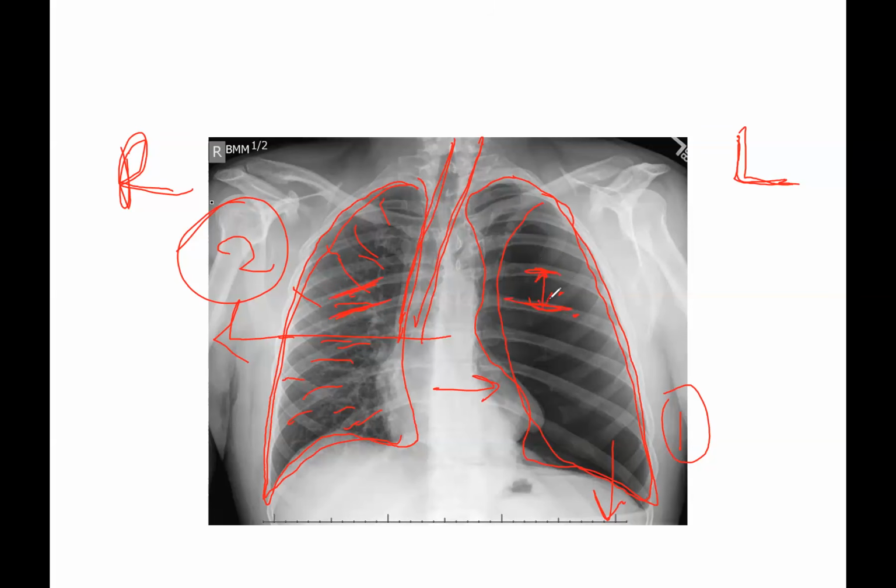So this image has classical features of tension pneumothorax. One, there's depression of the diaphragm on the affected side. Two, the mediastinum shifts to the contralateral side. And three, there's widening of the intercostal space. Those are the features of tension pneumothorax. So I think you guys should be paying attention to what is being discussed. Okay, let's proceed.